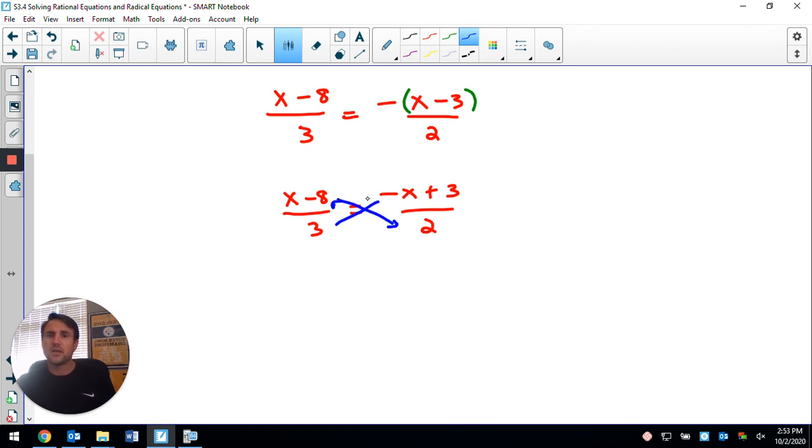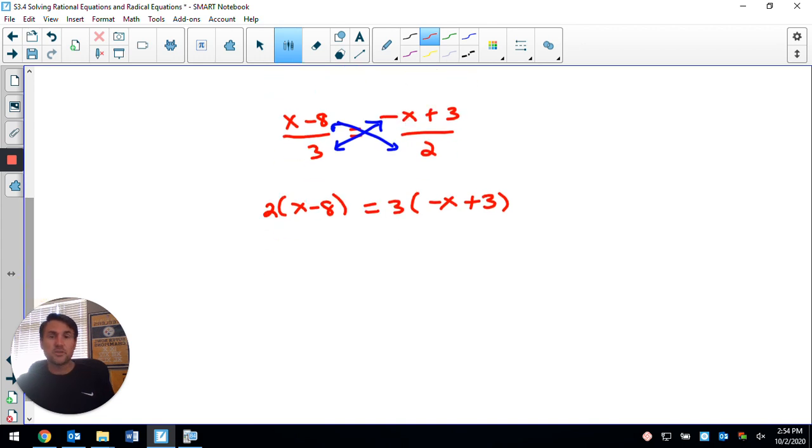I'm allowed to do that. That's the cross product property you learned back in junior high. And so if we do that, we will have 2 times x minus 8. And in the other direction, we will have 3 times negative x plus 3. And now that requires us to do the distributive property. So 2 times x and 2 times negative 8. And then on the other side, we have 3 times negative x and 3 times 3.